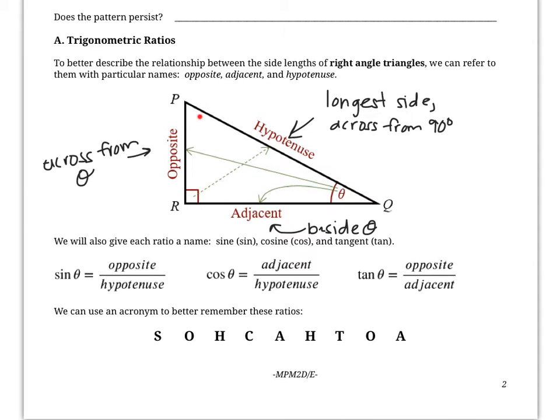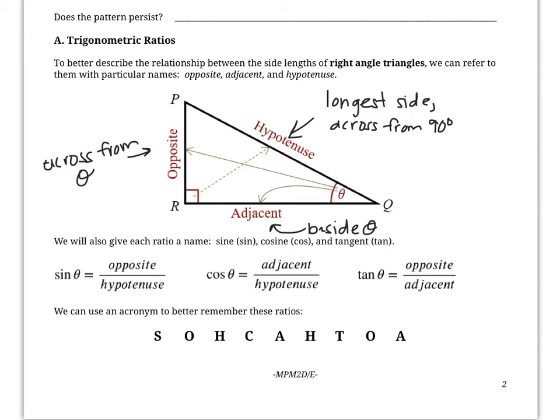our theta, then what side length would be opposite to it? Well, it would be this one. This guy would be opposite. And which side length is beside it? This one. This one would be adjacent. Hypotenuse does not change. Whether we're talking about this angle or this angle, this is still going to be the longest side, and it's still going to be across from 90 degrees.